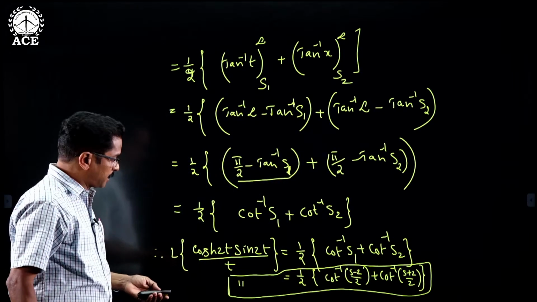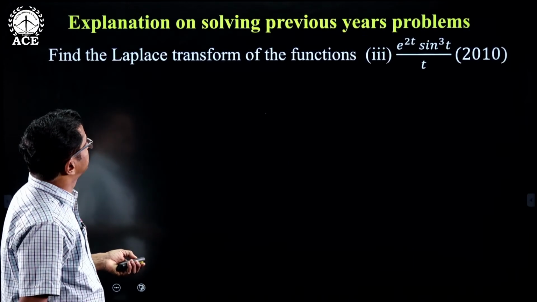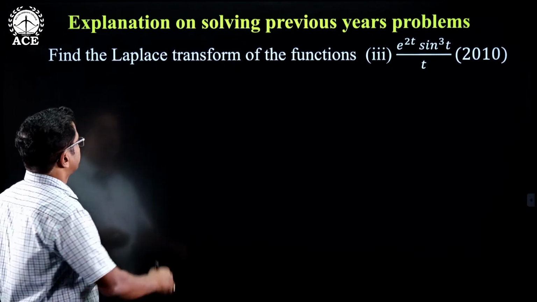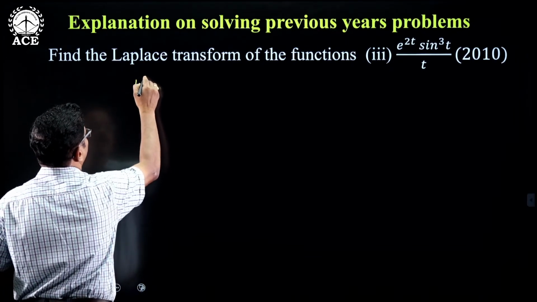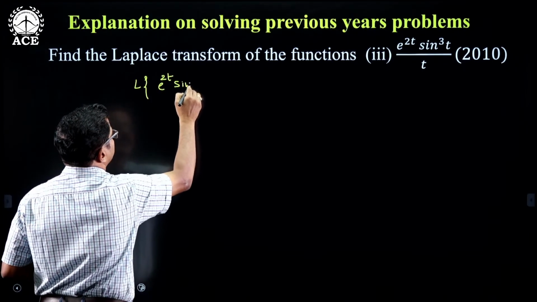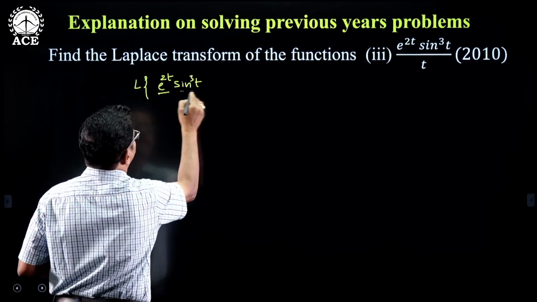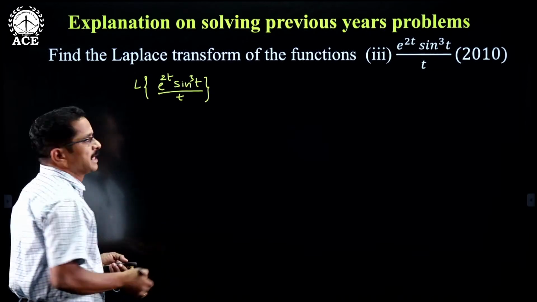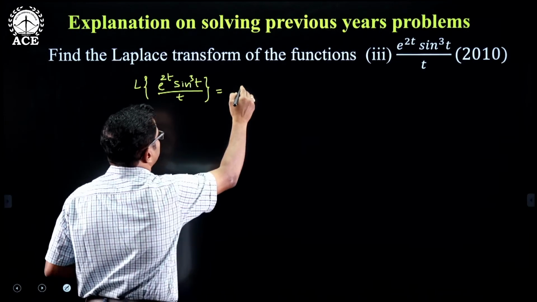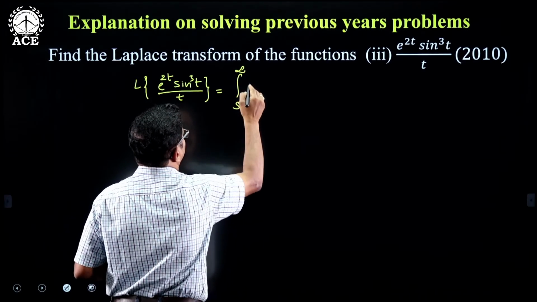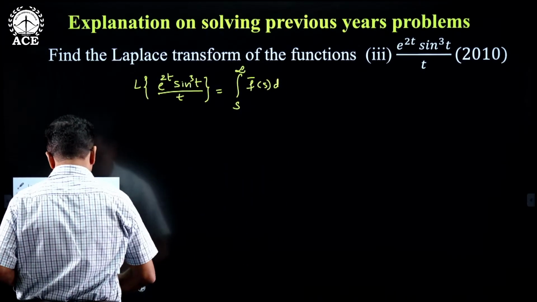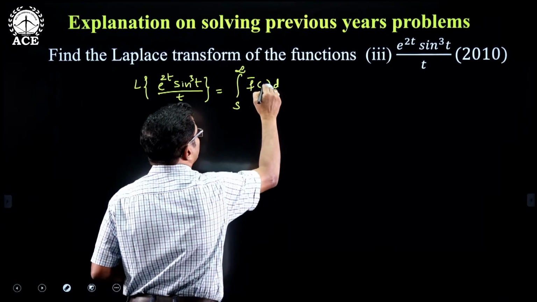Okay, right? Next, the Laplace transform of e power 2t sine cube t by t, meaning L of e power 2t sine cube t by t, is equal to integration from s to infinite of f bar of s ds, or f bar of u du.